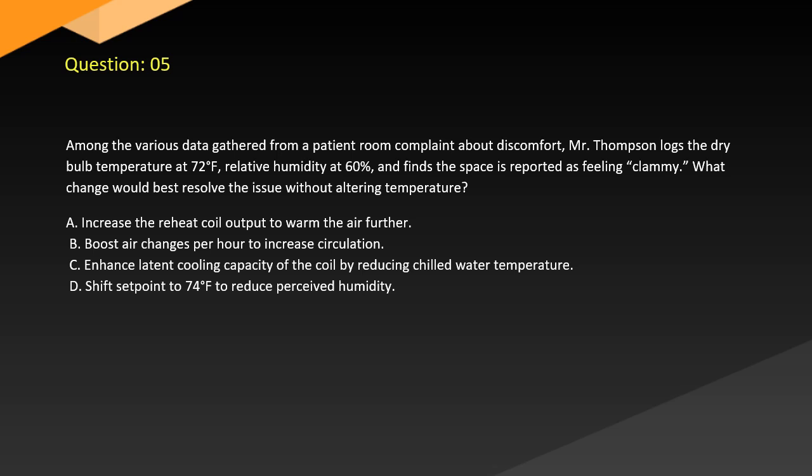A. Increase the reheat coil output to warm the air further. B. Boost air changes per hour to increase circulation. C. Enhance latent cooling capacity of the coil by reducing chilled water temperature. D. Shift set point to 74 degrees to reduce perceived humidity.